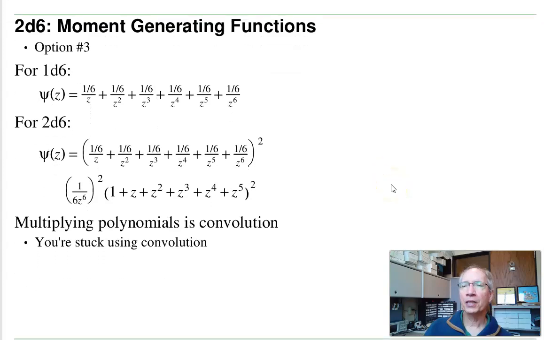A third option is moment generating functions. This is the z-transform for a 6-sided die. 1 in 6 chance of rolling a 1, 1 in 6 chance of rolling a 2, 3, 4, 5, and 6. For 2d6, I multiply the z-transforms, or this guy squared. Put that over a common denominator, it winds up being this polynomial squared. Now when you multiply polynomials, you're using convolution. So you're kind of stuck with convolution.